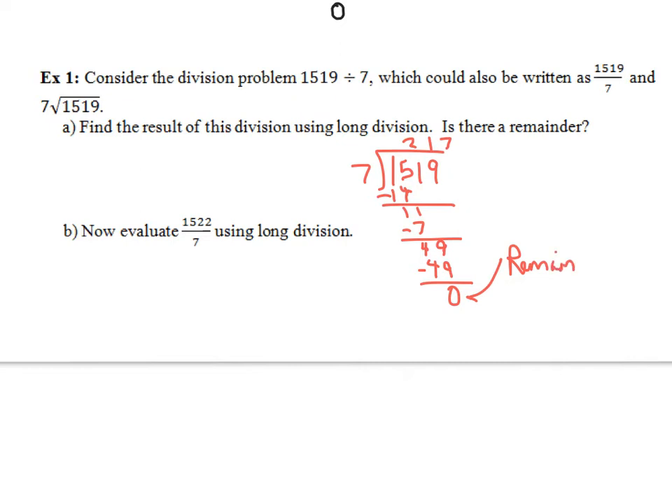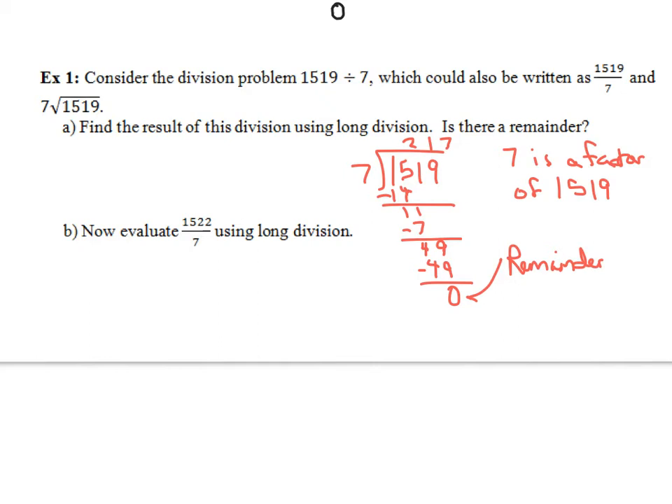When I see that the remainder is equal to 0, what that tells me is that 7 is a factor of my original number, 1519. 7 went in evenly, the remainder was just 0.